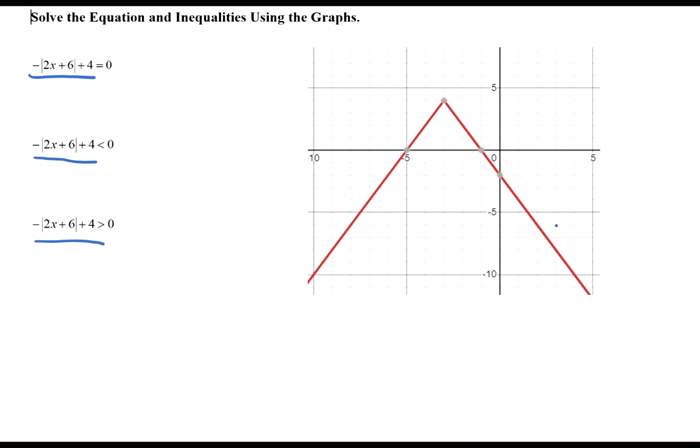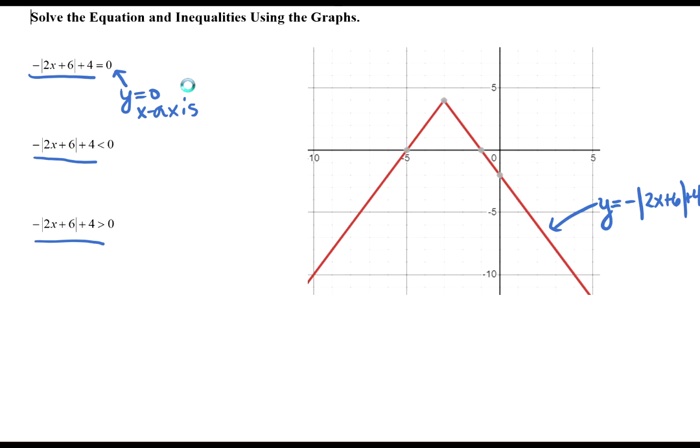I've graphed the absolute value function, y equals negative absolute value of 2x plus 6, close that absolute value, plus 4, in Desmos, and I have it available here. Notice you don't see another graph. That's because when I graph y equals 0, that's really just the x-axis. So there's no reason to graph y equals 0. We can actually see it just on the x-axis. It would just basically be a line over top of the x-axis. So in all three of these statements, we are actually comparing the absolute value graph to the x-axis.